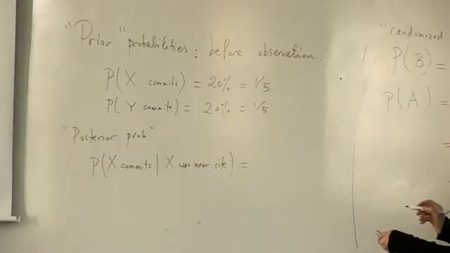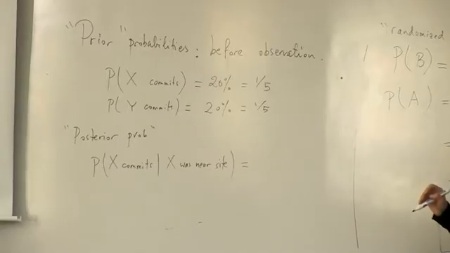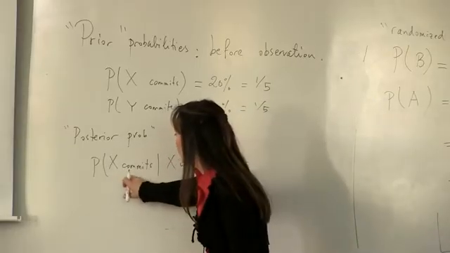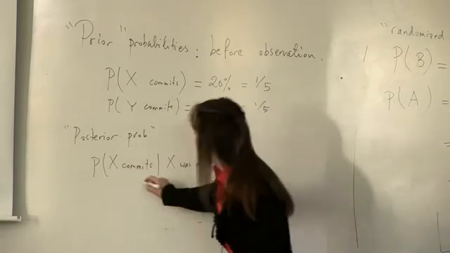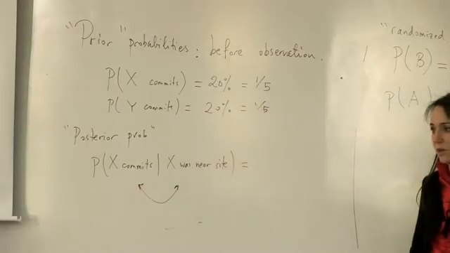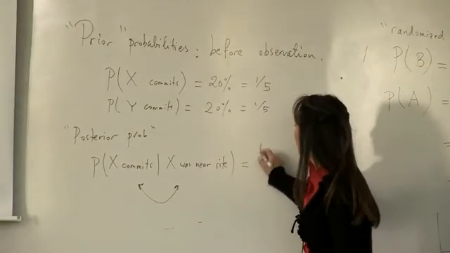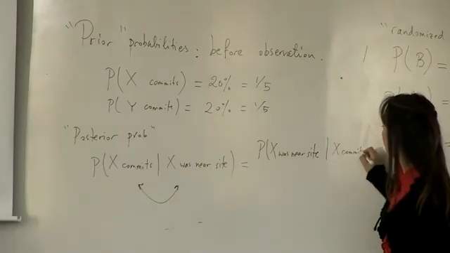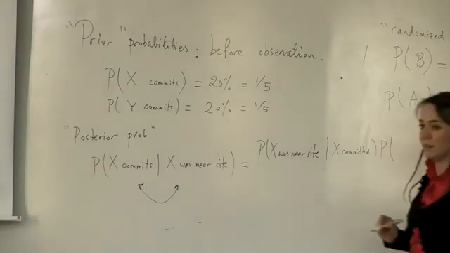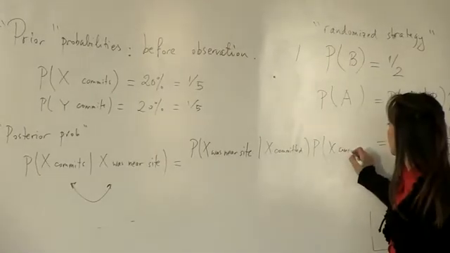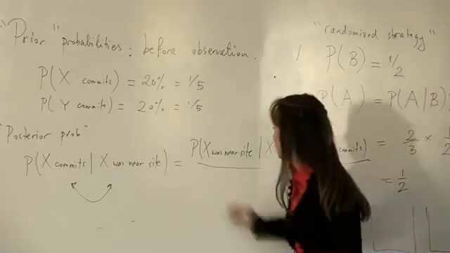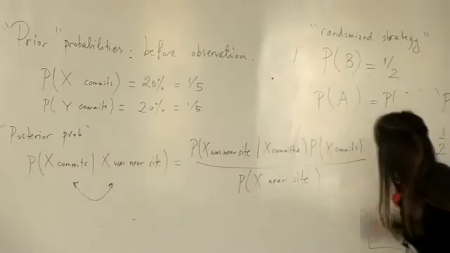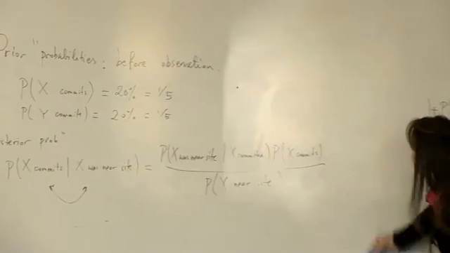We have Bayes' rule. What does Bayes' rule say? If you don't know the probability that X commits the crime given that he was near the site of the crime, you can switch these events around. You can write this as the probability that X was near the site of the crime, given that X committed the crime, times the prior probability of X committing this crime, divided by the probability of X being near the site. Do we know everything? All the probabilities in this expression? Yes, we do. So let's compute.